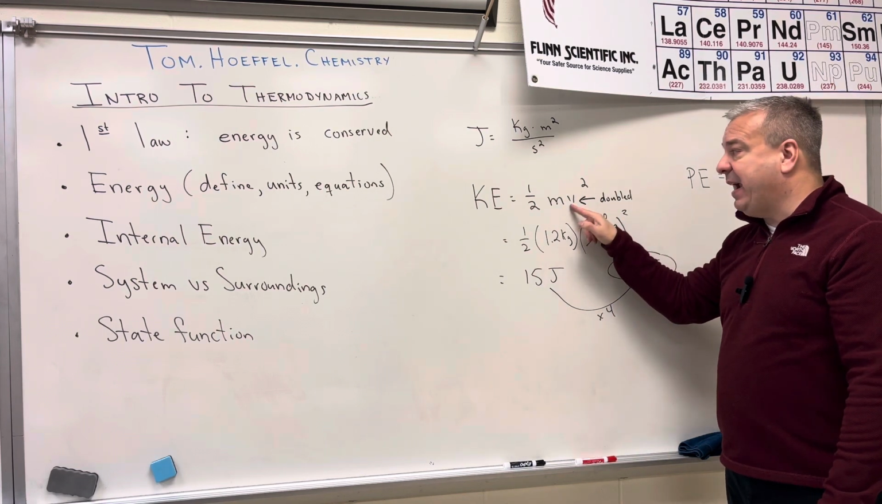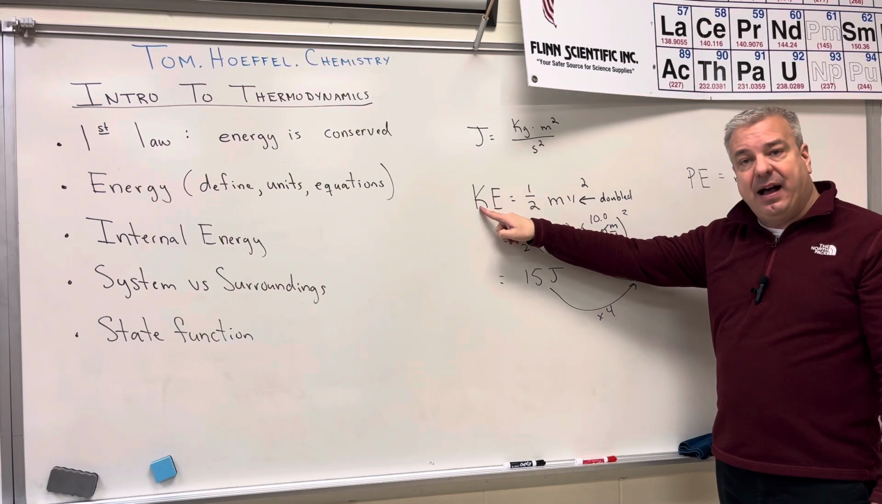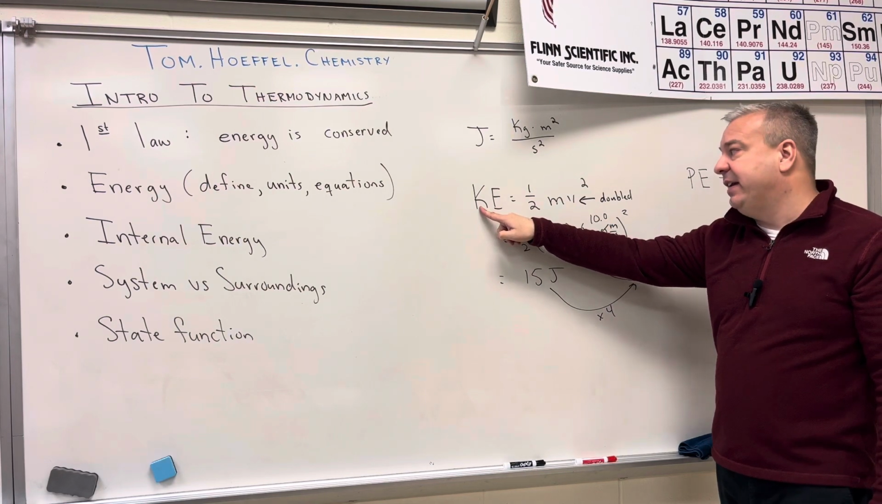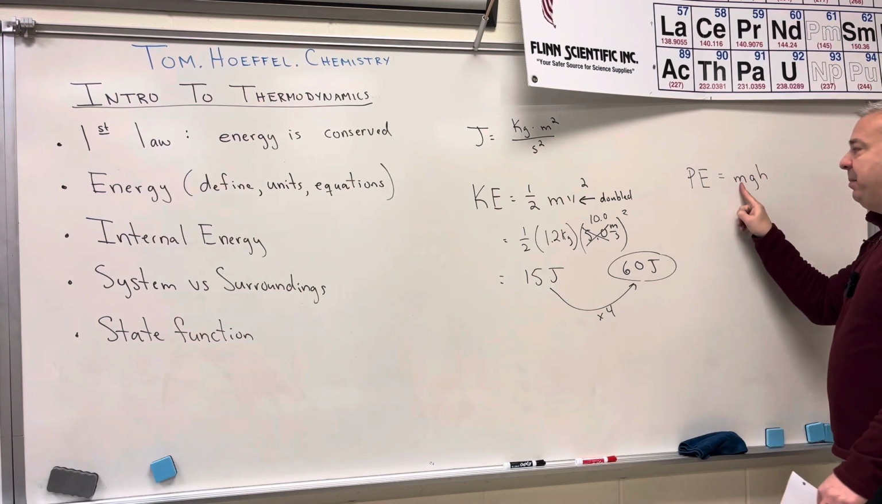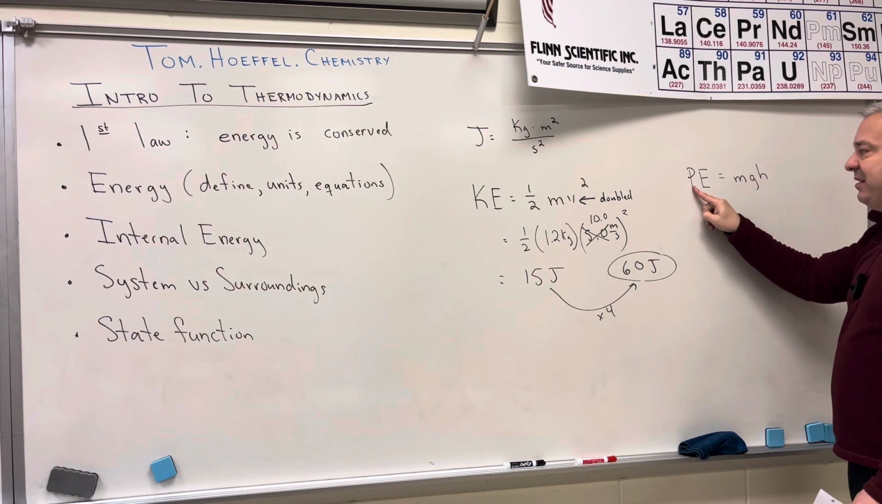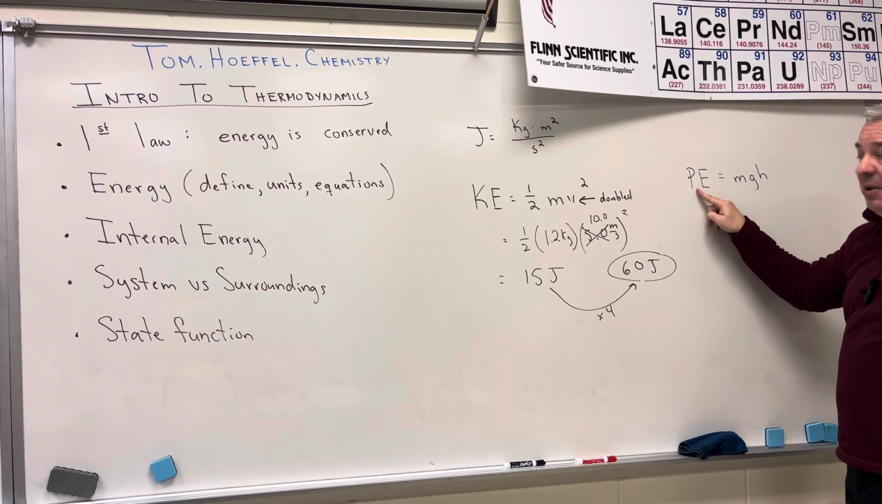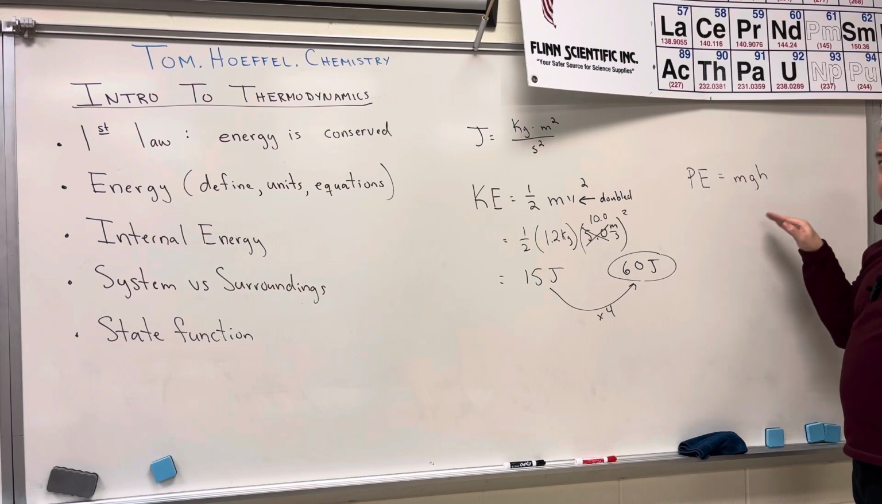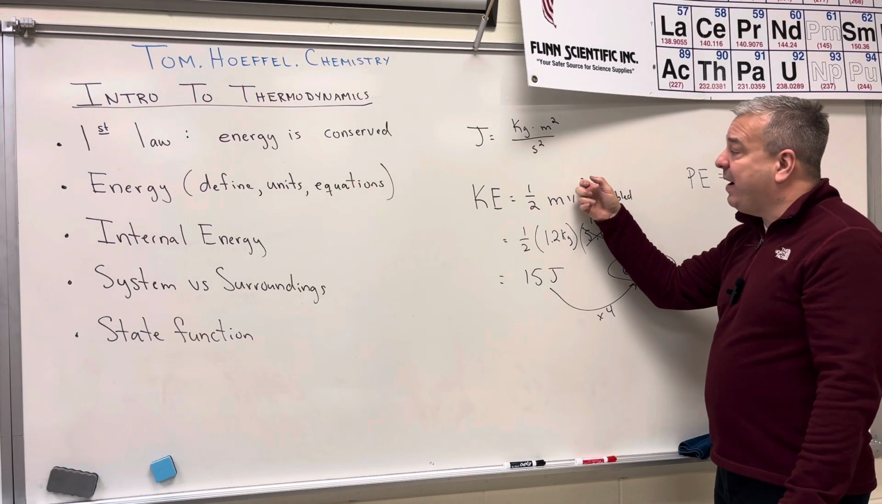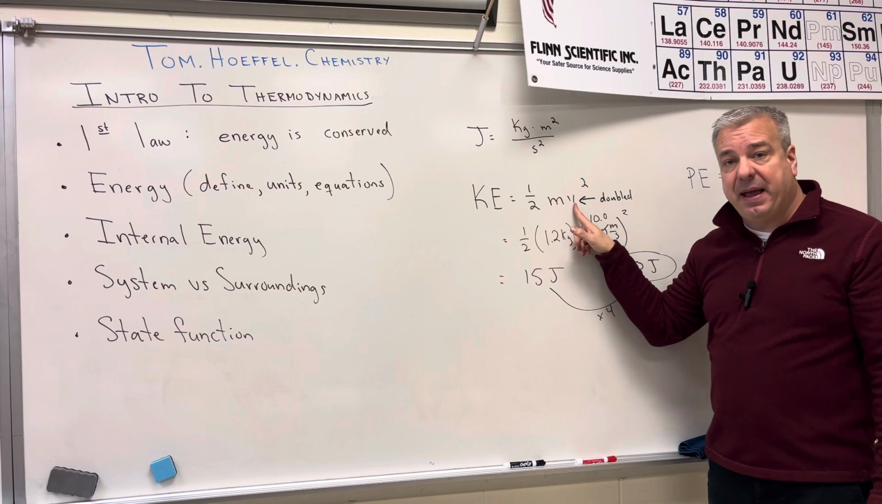So depending on what happens here will depend on what's going to happen over here. For everything else, if you doubled this, this would double. If you doubled this, this would double. If you doubled this, this would double, because there's no squaring. But because of the squared here, you have to really pay attention to that.